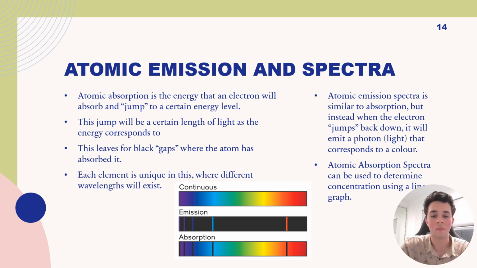The other thing that's really useful with atomic absorption spectra is that it can be used to determine the concentration of a substance using a linear looking graph. It will have absorbance on the side and concentration on the bottom, and you'll be given a couple of dot points along the graph, and you'll determine an equation, and then you can plug in your values for whatever the teacher gives you to make a prediction for it.